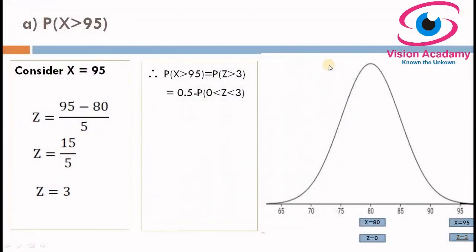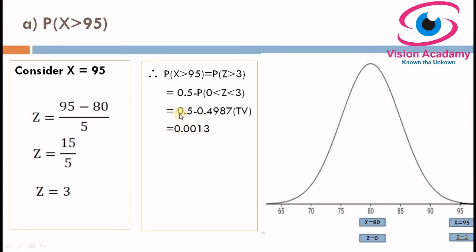So let us subtract the value from our right side area. The half side value is 0.5, and I am going to subtract the uninterested, unshaded value, which is 0.4987. This 0.4987 is the table value. So we have got a Z score of 0.0013 for our interested area, and for x greater than 95, the Z score is 0.0013.